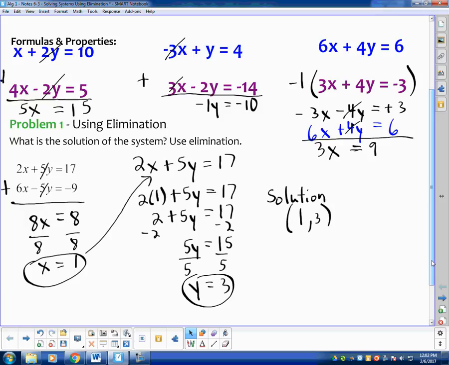Do you see why we learned substitution first? What did we do to get the y? What process? Plug in the x. Yeah, plug in, which means substitution. That's why we learned substitution first.